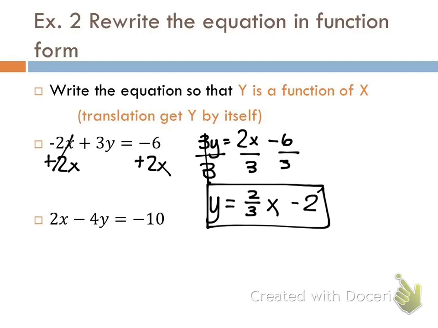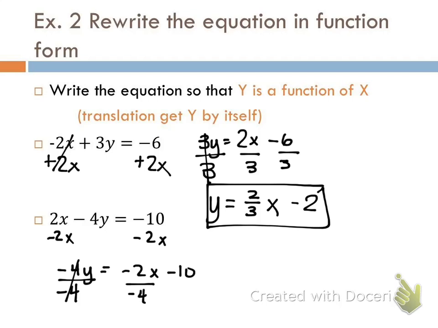Okay, so this next problem here, William, what am I going to do first? Subtract 2x, perfect. Now I've got -4y is equal to -2x minus 10. Jarrett, what am I going to do now? Divide by -4 on both sides. Very good. I'm going to divide everything by -4.